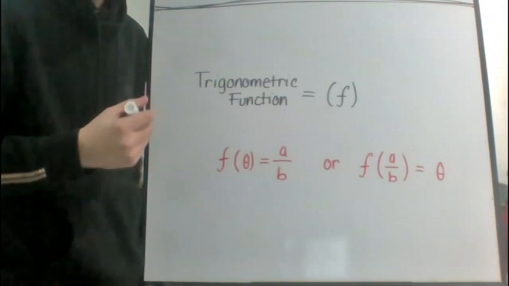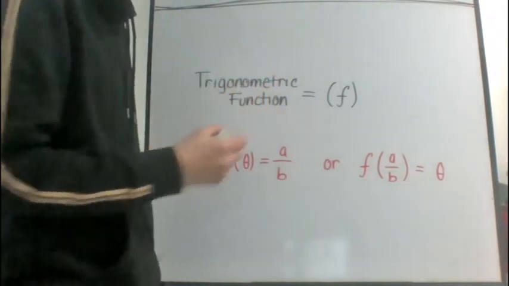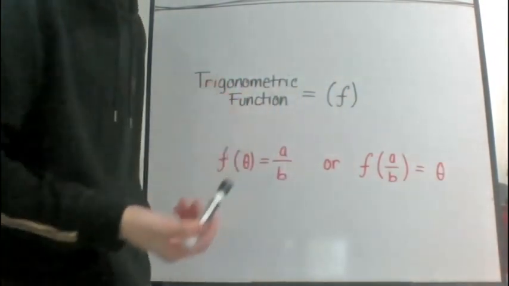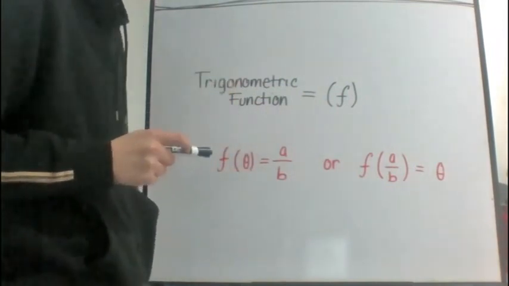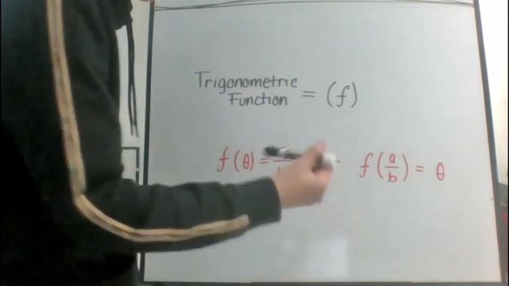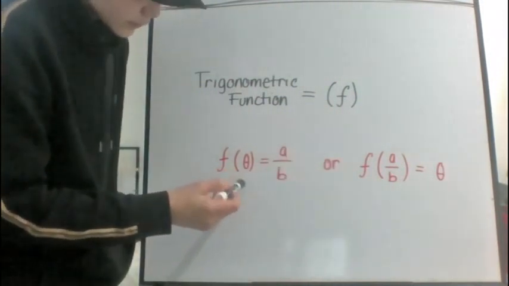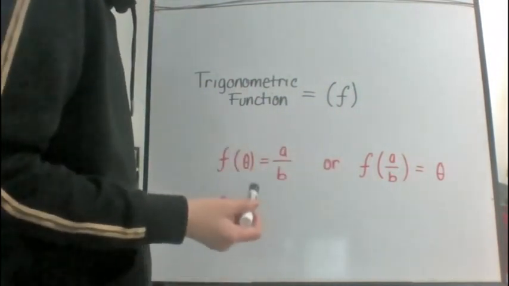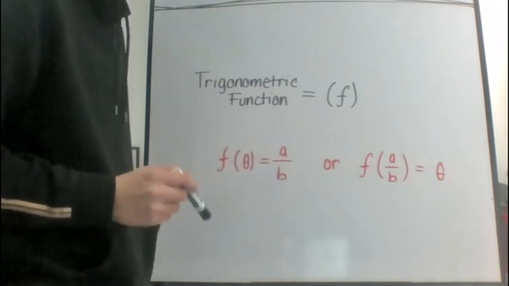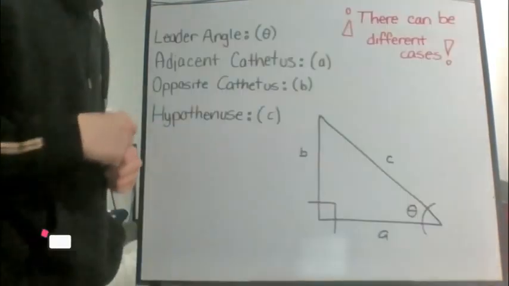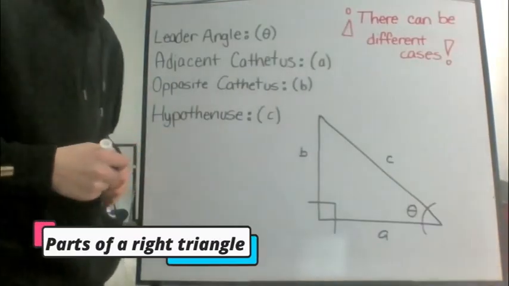Before we proceed to see the parts of a right triangle, we first have to know a few things. First of all, a trigonometric function is represented with this little symbol, which is like an F. Also, any trigonometric function always satisfies either of these following equations, where this little symbol, which is like a zero, is the measure of a certain angle in the triangle, and A and B are the lengths of two specific sides. Now we pass to see the parts of a triangle.